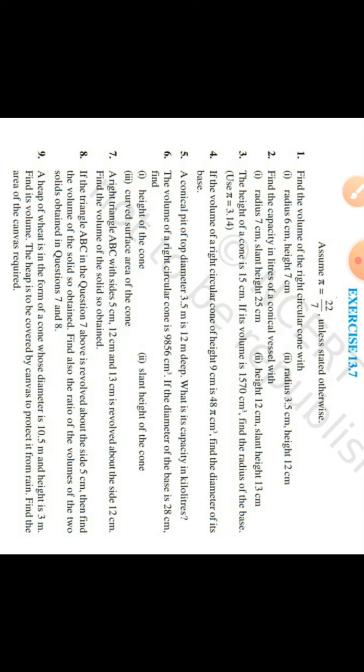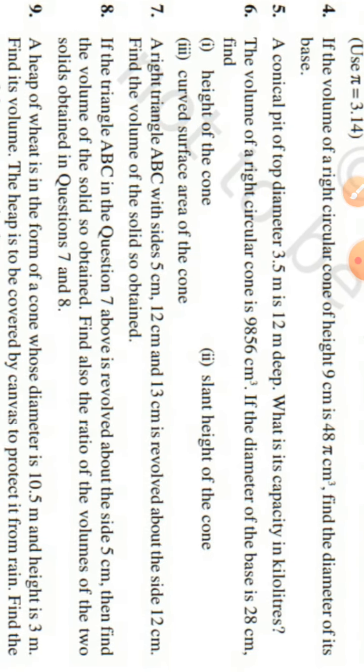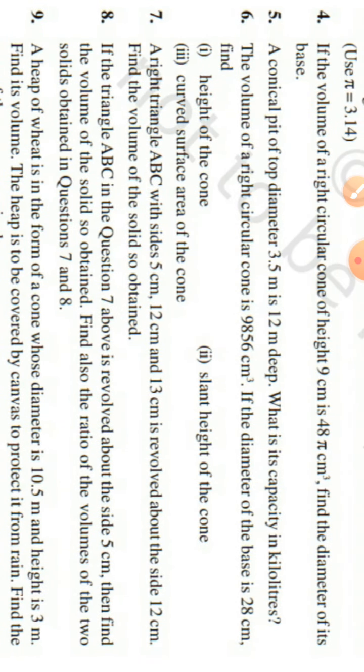Now the next one. Now we are going to solve 7 and 8. First of all, understand 7. Imagine a right triangle ABC with sides 5 cm, 12 cm and 13 cm, revolved about the side 12 cm. Find the volume of the solid. What does solid mean here? If you rotate a right angle triangle fast, then the shape of a cone is formed. So that solid is nothing but a cone.